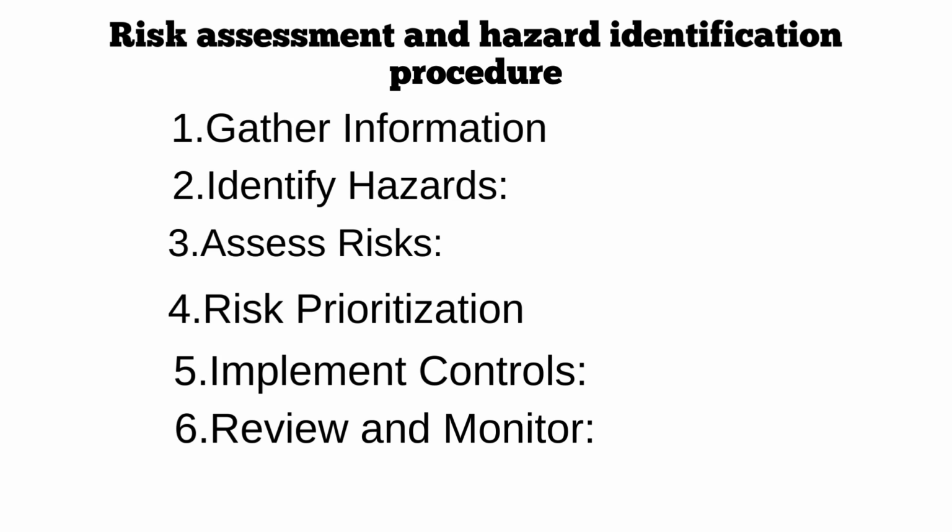See, by following this risk assessment and hazard identification procedure, organization can systematically identify and mitigate risk associated with work at height activities, thereby enhancing safety and minimizing the likelihood of accidents or injuries. A regular review and update to the risk assessment process are essential to adapt to changing conditions and maintaining a safe working environment.